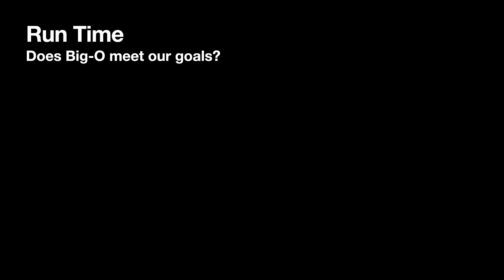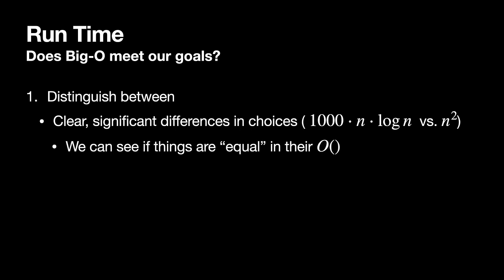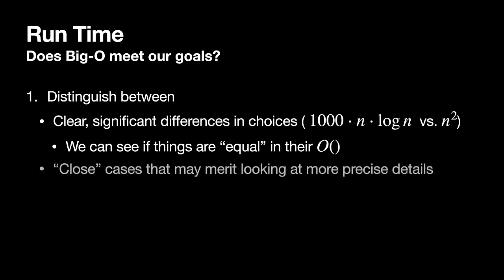Okay, so does this idea of big O meet our goals for runtime and being able to distinguish between our two different cases? Can we distinguish between this 1000 n log n function versus an n squared function? It turns out that we can. We can see if things are equal, if they're in a particular set. But we can test this two ways. We can see if one thing's in the set of another and if that second thing's in the set of the first thing. That allows us to get a little bit of contrast and identify whether things are considered essentially the same or different.